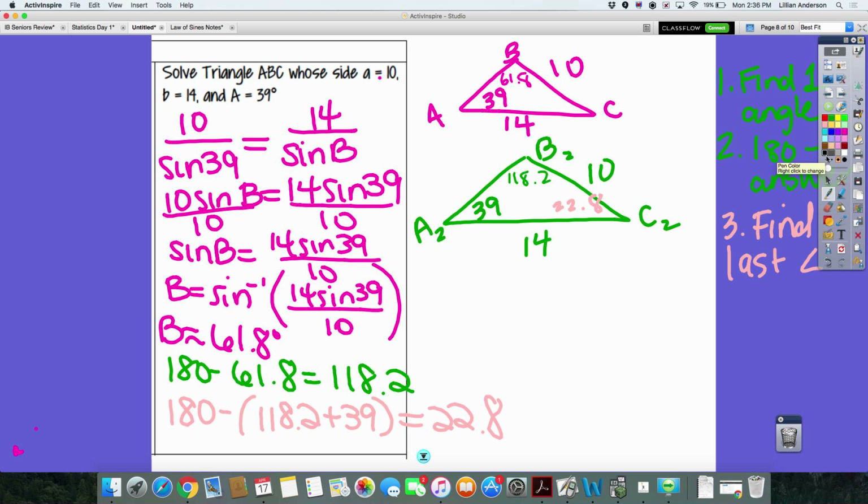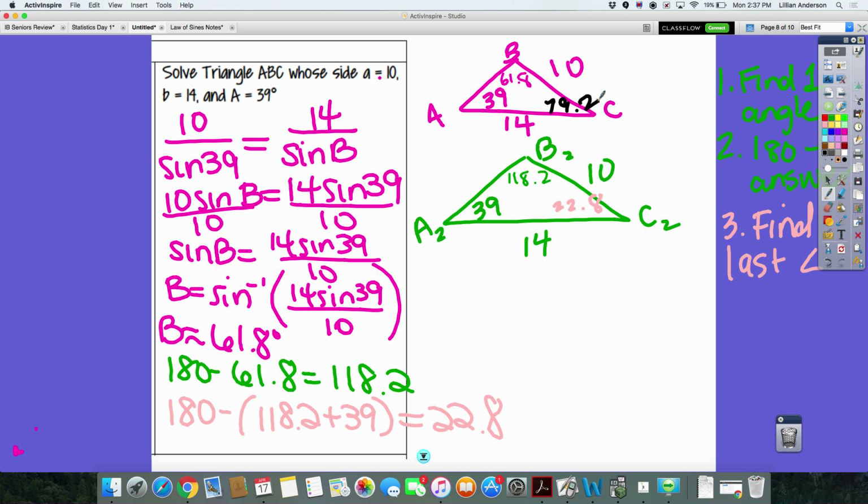So again, because we have a third angle in the second triangle, we do have two triangles here, which means we'll have two sets of solutions: 2 angle B's, 2 angle C's, and 2 side C's. How do I find angle C? At this point, you find the last pieces of information. What's angle C in the first triangle? 79.2. Okay, and you get that by adding 61.8 and 39 and then subtracting that from 180.